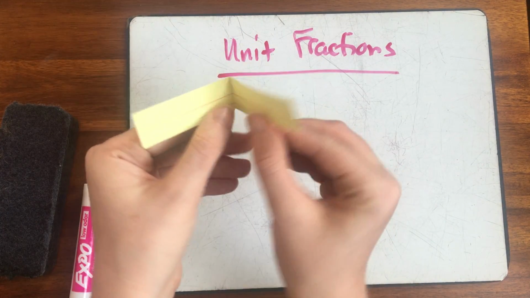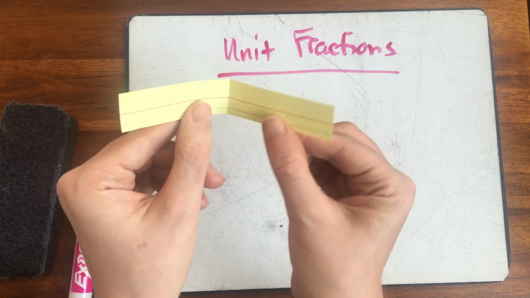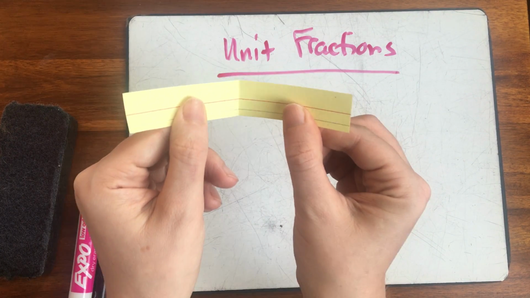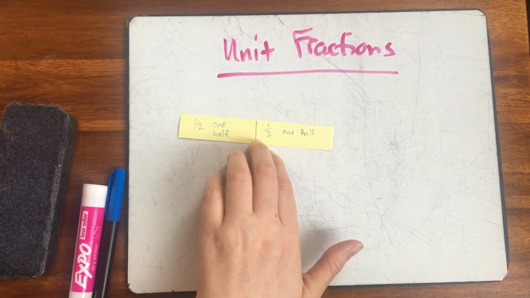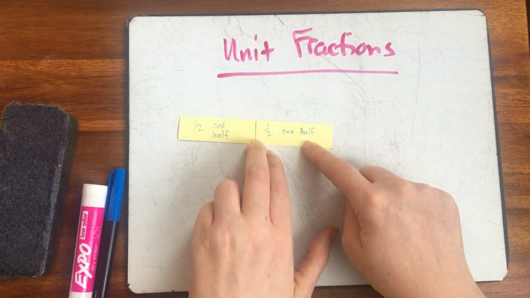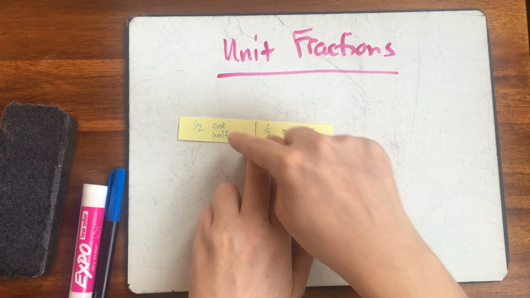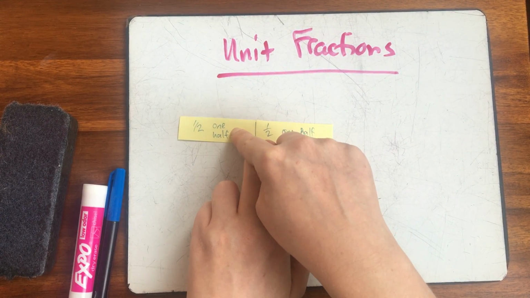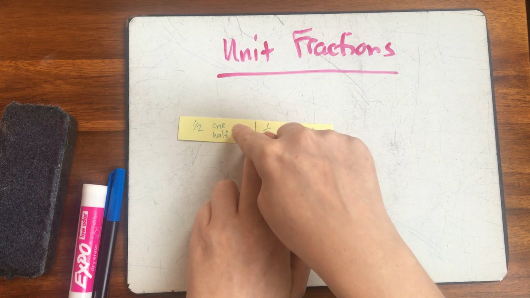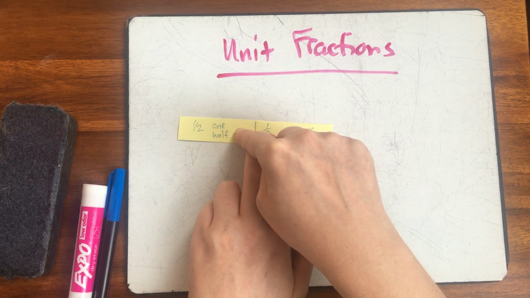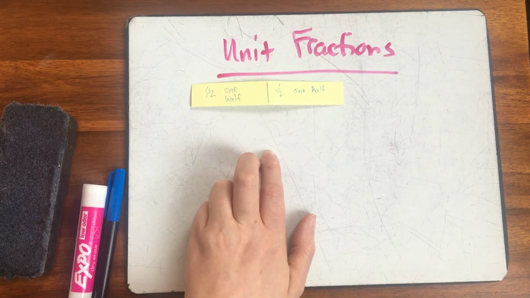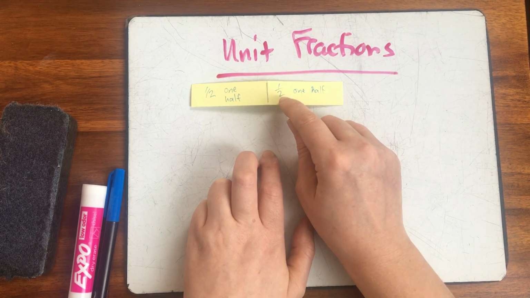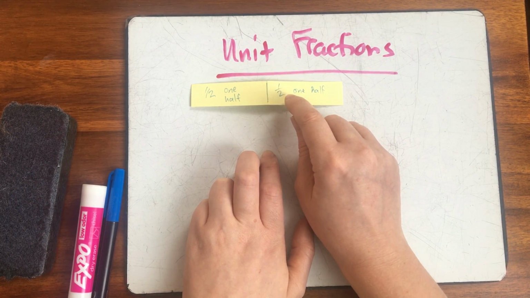This piece of paper I folded into 2 pieces. 1, 2, and they're equal. So they're showing fractions. If there's 2 equal pieces, then each one is called 1/2. The unit fraction here is 1/2 because it tells us 1 unit or 1 piece of the fraction. We can also write 1/2 like this. They mean the same thing.